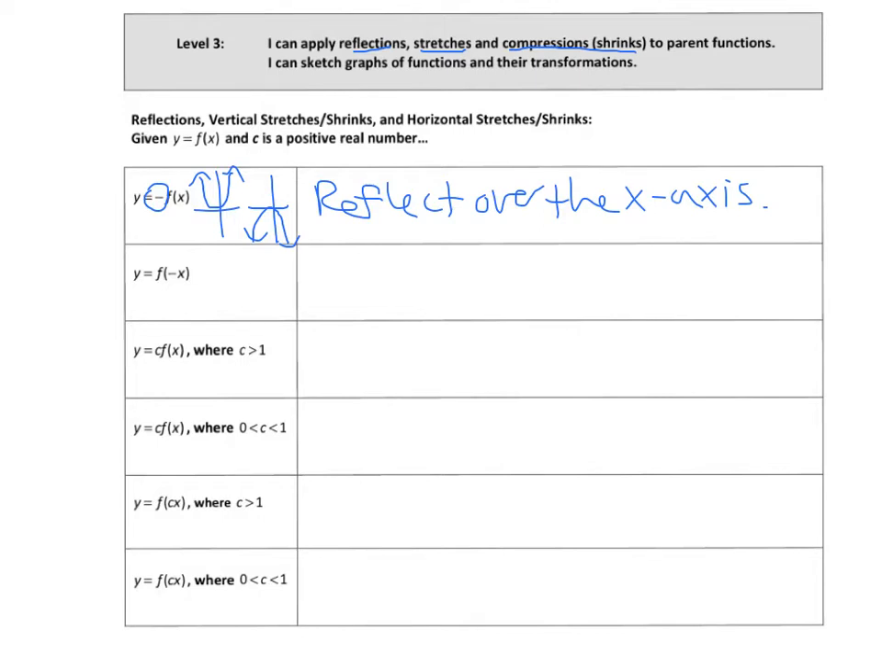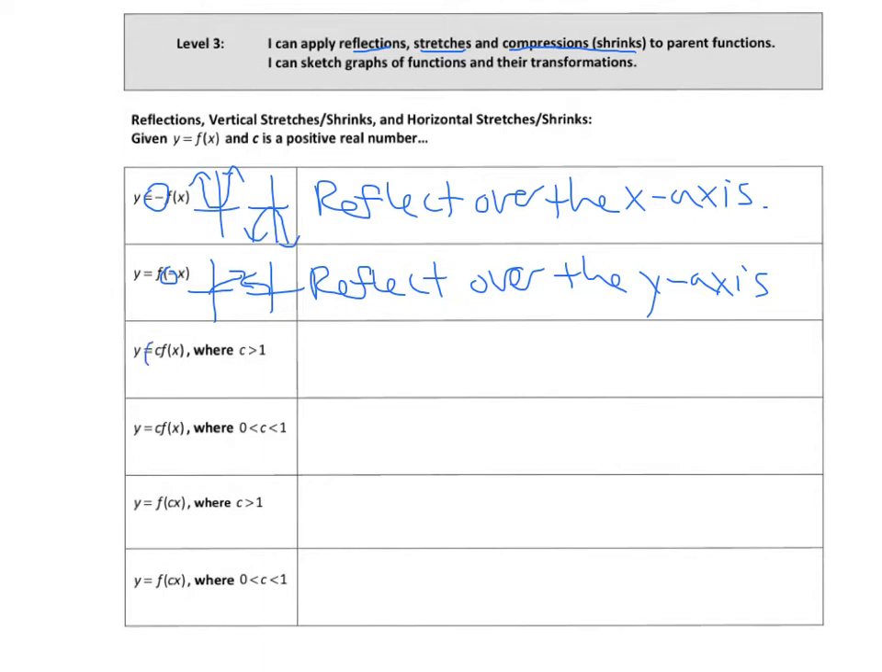Now, if you have a negative inside, it's going to affect the graph horizontally. It affects the x values. It's a side-to-side reflection, which would be a reflection over the y-axis. So imagine you have a radical function and you reflect it over the y-axis, it would go backwards like that. So it's a side-to-side reflection when the negative is on the inside.